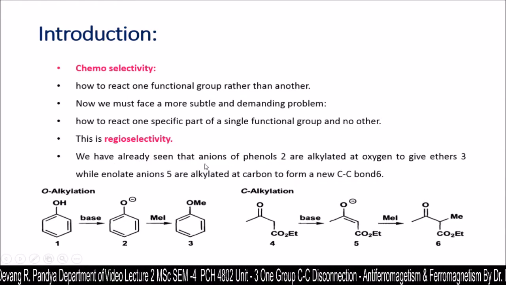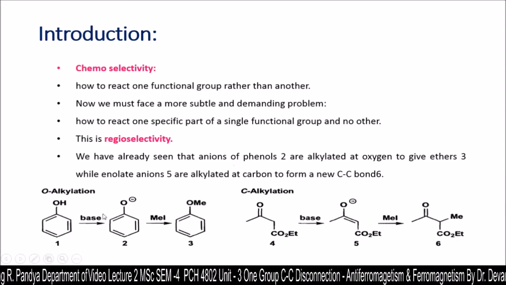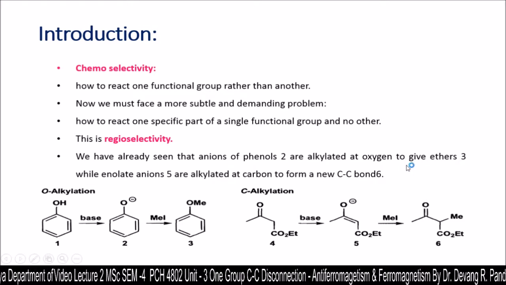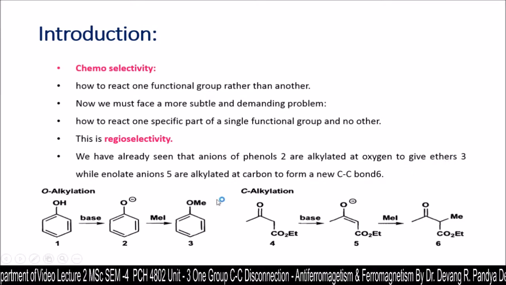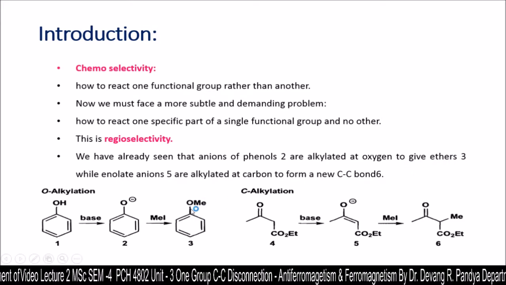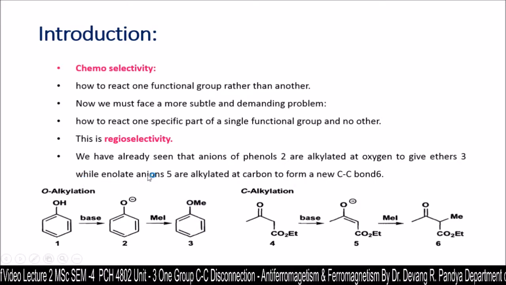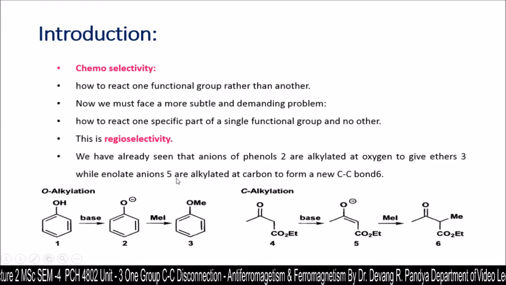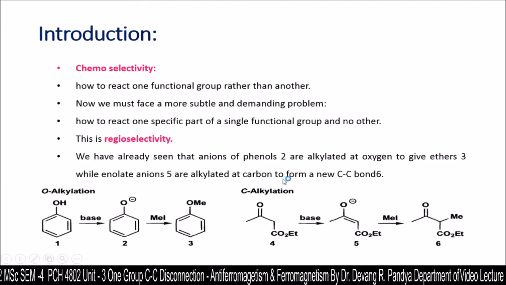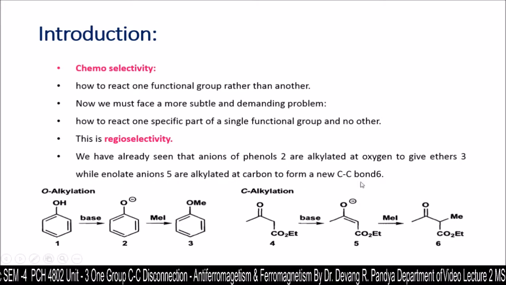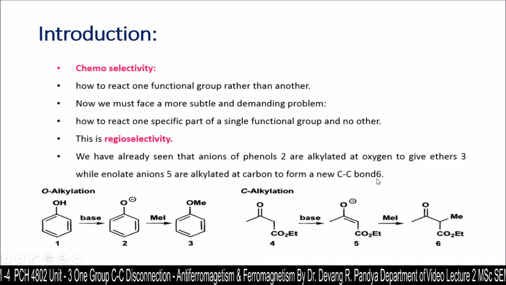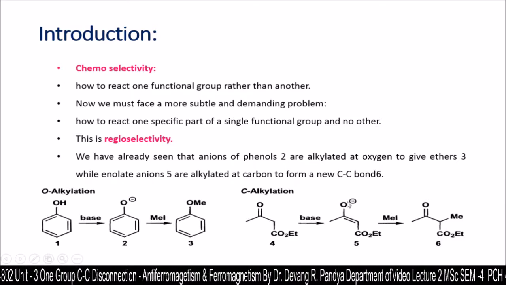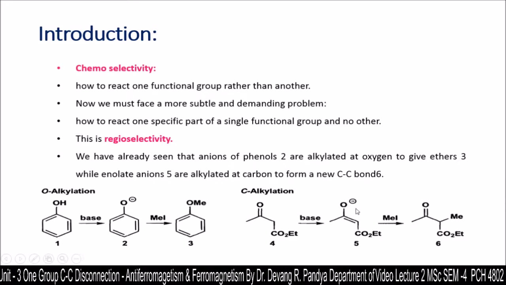We have already seen that the anions of phenols, like these phenoxide anions, are alkylated at oxygen to give ethers, like we got in structure 3. While enolate anions, that is this enolate anion, are alkylated at carbon to form a new carbon-carbon bond, that is in the 6th structure. So that is called regioselectivity.